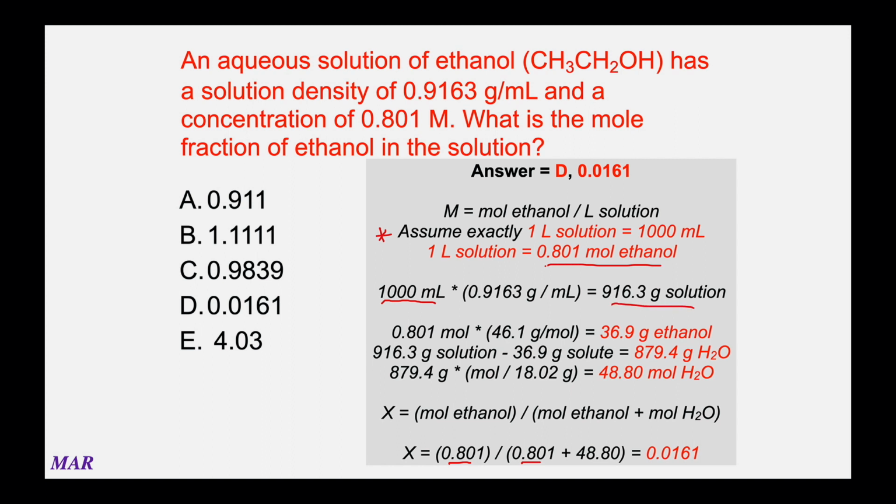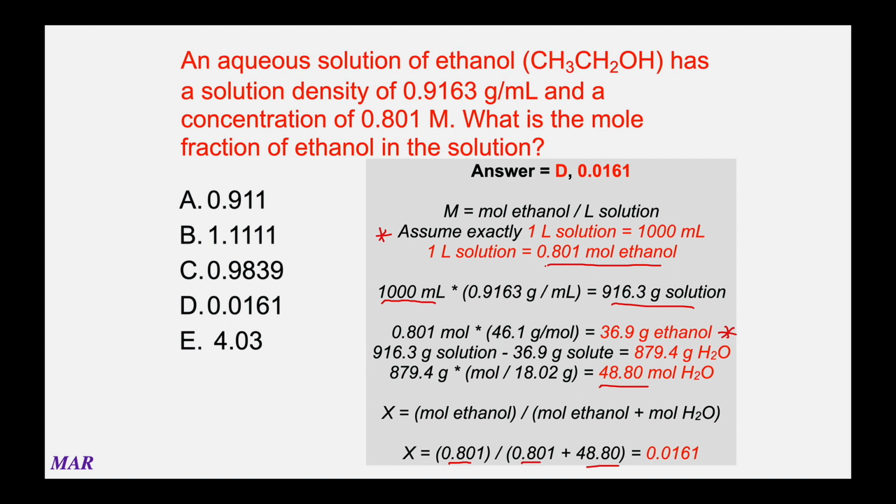Now, in the solution, we don't know how many grams are water and how many grams are ethanol, but we can calculate the mass of the ethanol. 0.801 moles times the molar mass gives you 36.9 grams of ethanol. So 36.9 subtracted from 916.3, you get 879.4 grams of water. And then finally, because we want moles of water, grams of water divided by molar mass of water will give you the moles of water, 48.80. So mole fraction, moles of ethanol divided by moles of ethanol plus moles of water, 0.0161.